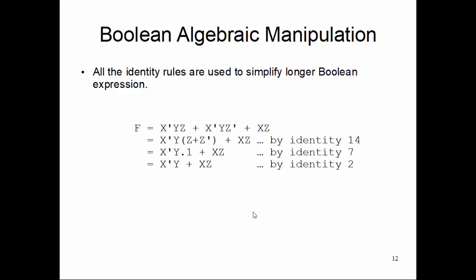manipulations and logic reductions. So this example says, if my function, let's assume this is a function involving variables x, y, z, is x bar y bar or x bar y z or x bar y z bar or x z. Then by identity 14, we can rewrite this expression as x bar y and (z or z bar) or x z. Z or z bar is 1 by identity 7, then it becomes x bar y and 1 or x z. Then by identity 2, x bar y and 1 is basically x bar y, and x z remains unchanged, so your reduction becomes x bar y or x z.